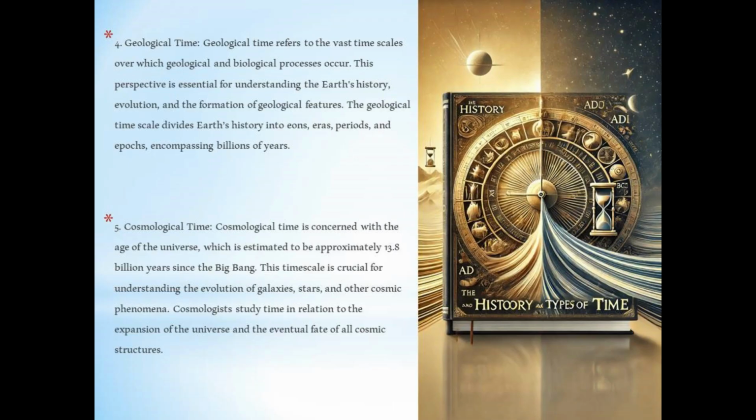Number 5. Cosmological time. Cosmological time is concerned with the age of the universe, which is estimated to be approximately 13.8 billion years since the Big Bang. This time scale is crucial for understanding the evolution of galaxies, stars, and other cosmic phenomena. Cosmologists study time in relation to the expansion of the universe and the eventual fate of all cosmic structures.